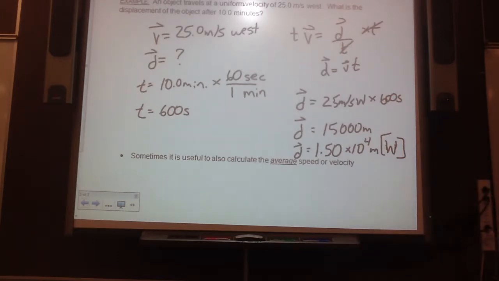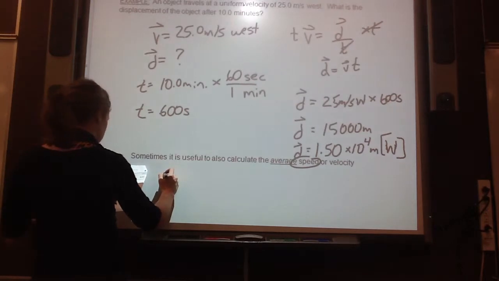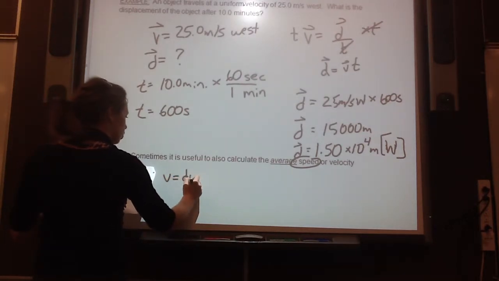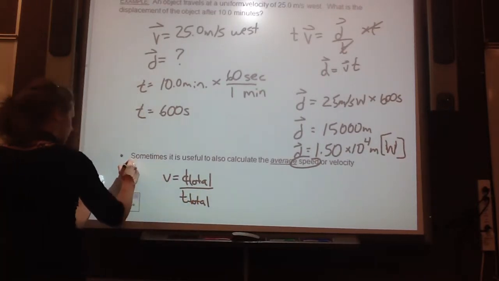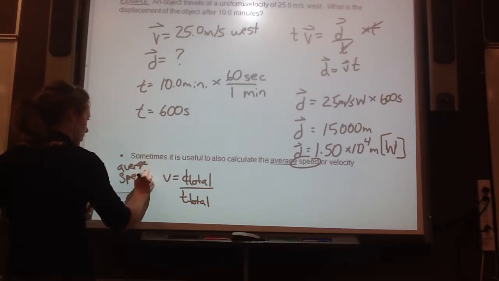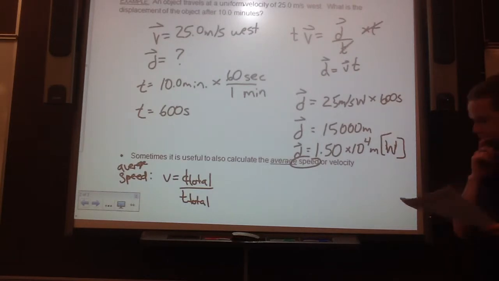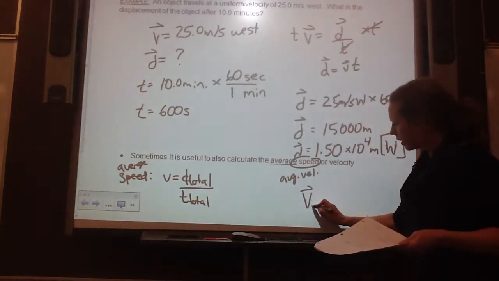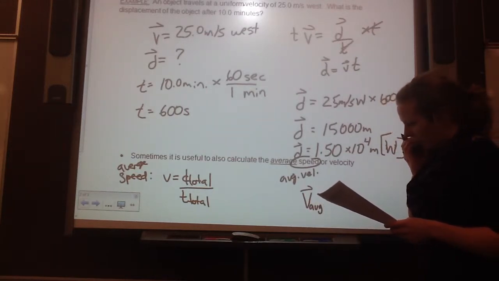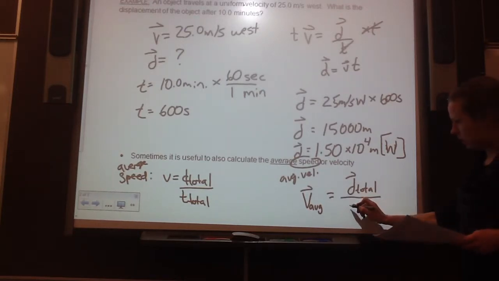Good question. Sometimes it is useful also to calculate the average speed or velocity. So my average speed is v equals d total divided by t total. This is my average speed. My average velocity, you write your v with an arrow and then put AVG beside it, equals d with your arrow over top, total, divided by t total.